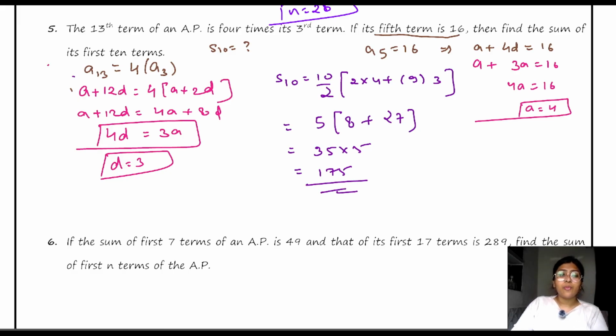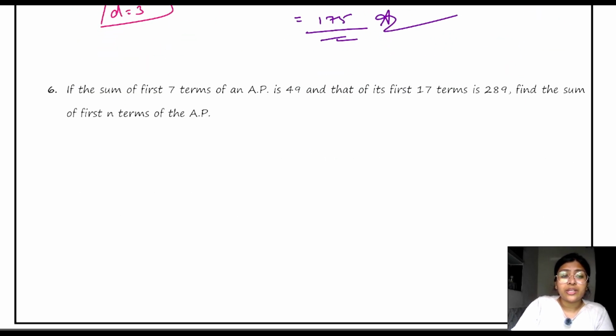So this is the sum of first 10 terms of an AP whose fifth term is given as 16 and the 13th term is 4 times the third term. Any doubt in this, learners? No? Okay, now do the next question.